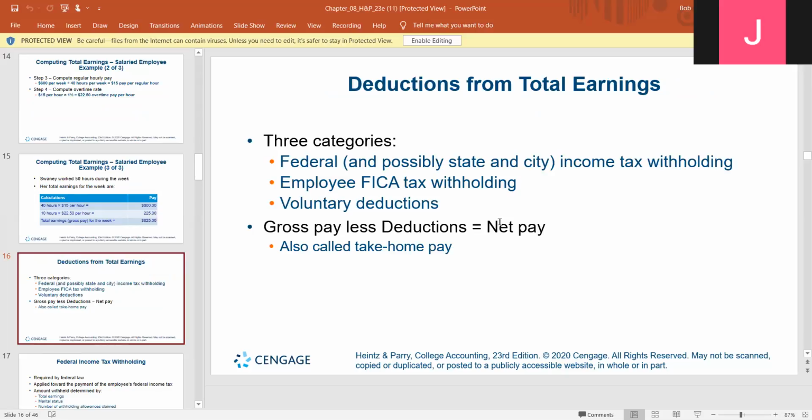Now let's understand what deductions come out of the employee's pocket. What comes out of the employee's pocket are federal and state taxes, plus FICA, the Federal Insurance Contributions Act, which consists of Social Security and Medicare. So gross pay, less deductions, equals net pay.